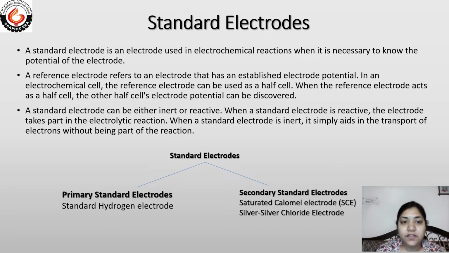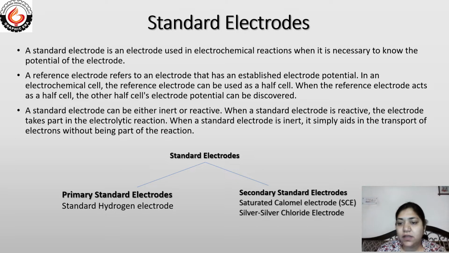A reference electrode refers to an electrode that has an established electrode potential. Established means known. We have already checked the electrode potential of those particular electrodes. In an electrochemical cell, the reference electrode can be used as a half cell. When the reference electrode acts as a half cell, the other half cell's electrode potential can be discovered.